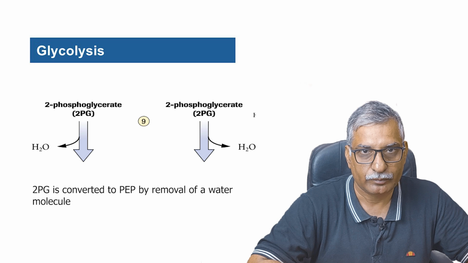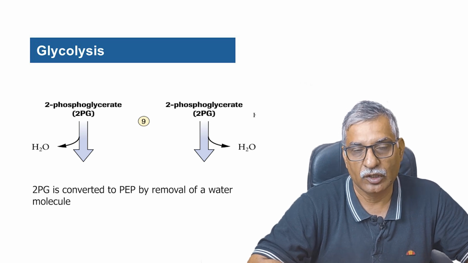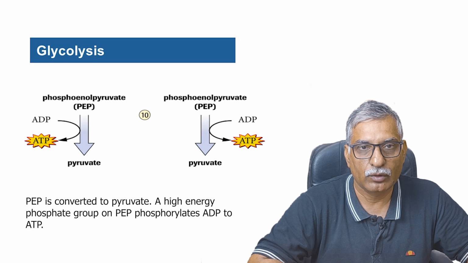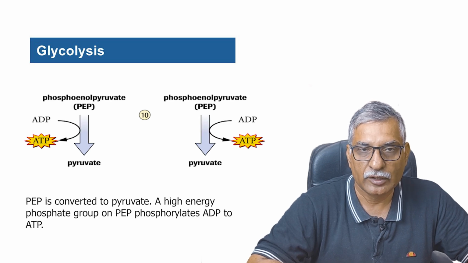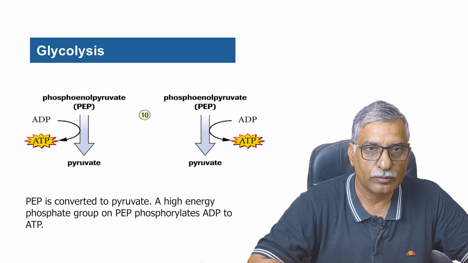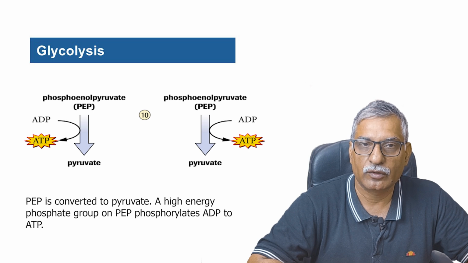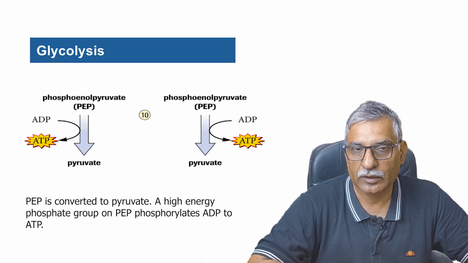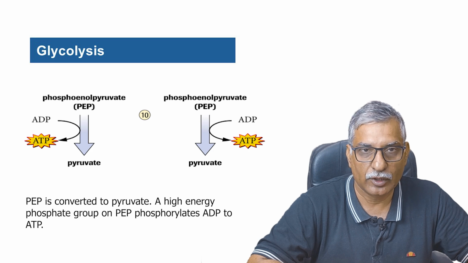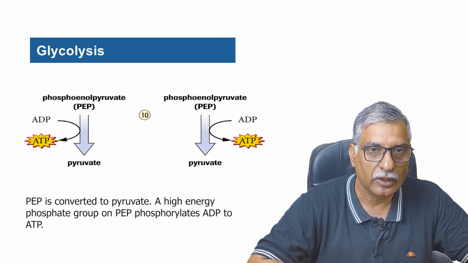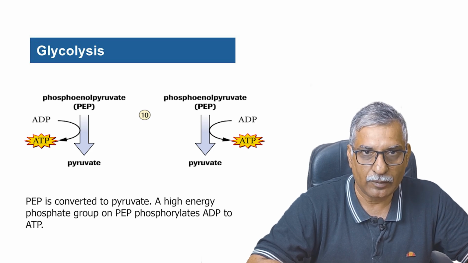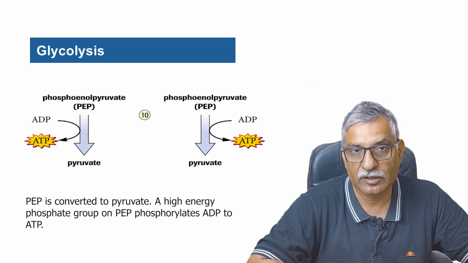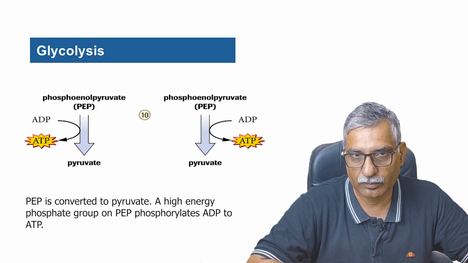In the very last stage of glycolysis, from each molecule of phosphoenol pyruvate, the last phosphate is removed and it is converted into pyruvate. The phosphate that is released from each molecule of phosphoenol pyruvate is taken up by ADP and it is converted to an ATP molecule. Again, this is substrate level phosphorylation.